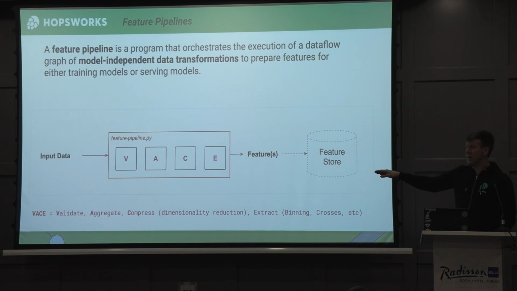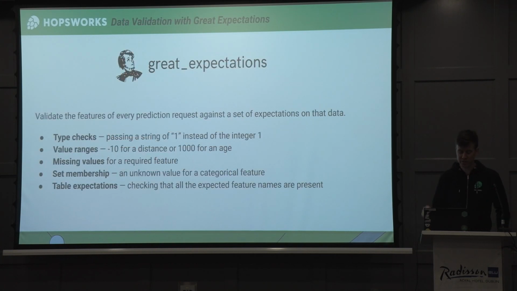Other things you might do is dimensionality reduction. You might be using embeddings. You might be doing feature extraction with binning, crossing, and so on. All the things you would typically do in feature engineering. And the output will be typically a data frame of features, whether it's a Pandas data frame or a Spark data frame. And you'll make that available for training and serving in a feature store.